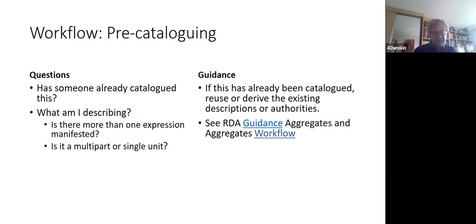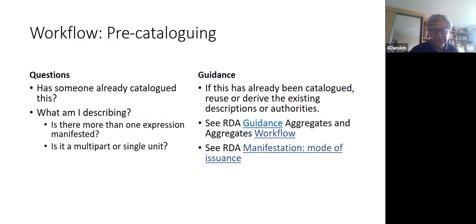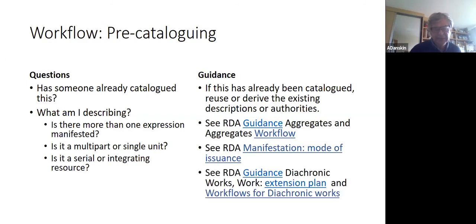Have I got a multi-part or a single unit? There's guidance again on that, on mode of issuance. Maybe it's a serial or an integrating resource. There's guidance on diachronic works. There's an extension plan element which is important in this context, and deciding whether you've got a serial or integrating resource or a static resource, static work rather. And then there are workflows, or there will be workflows for cataloging diachronic works, just as we've currently got workflows for serials and for multipart.